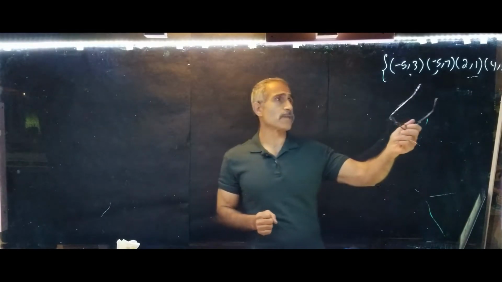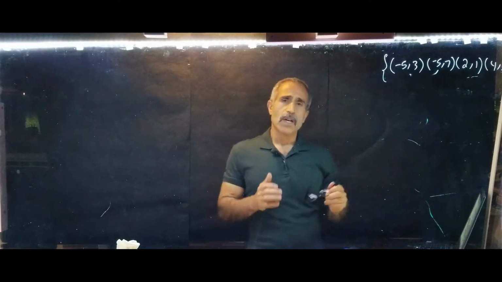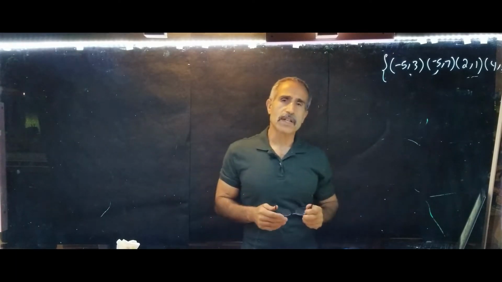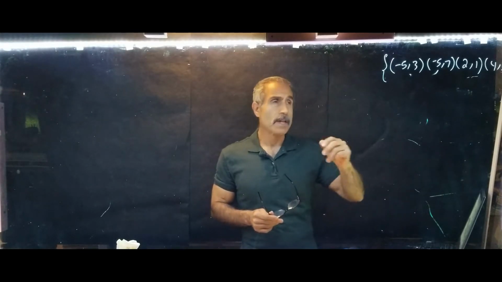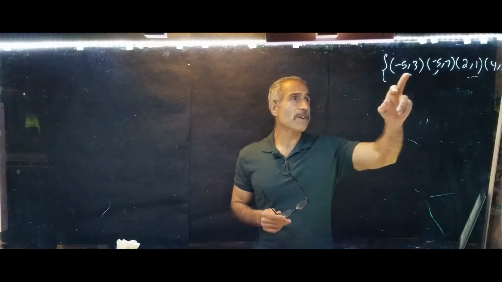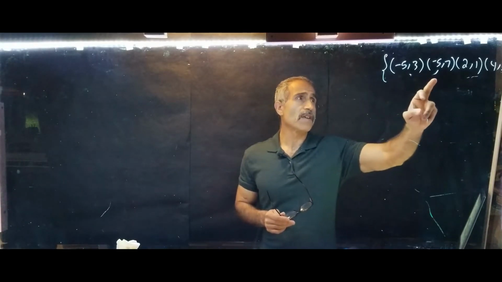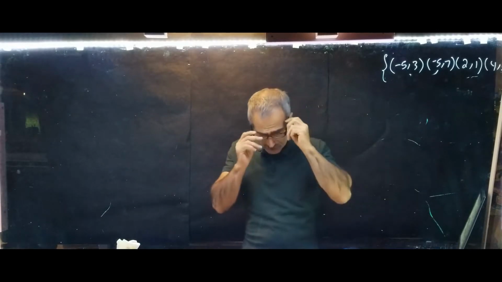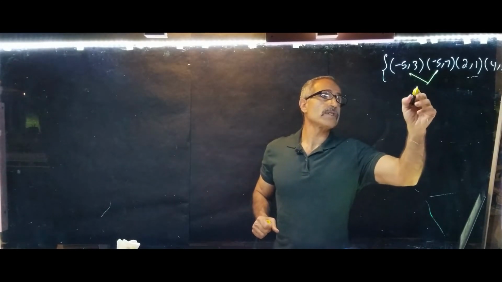Let's look at this. We got a group of points here. We want to know if this is a function or not a function. We talked about it before. A function is for every input you have exactly one output. And here, -5 has two different outputs. -5 gives you 3, and -5 gives you 7. So therefore, that is not a function.